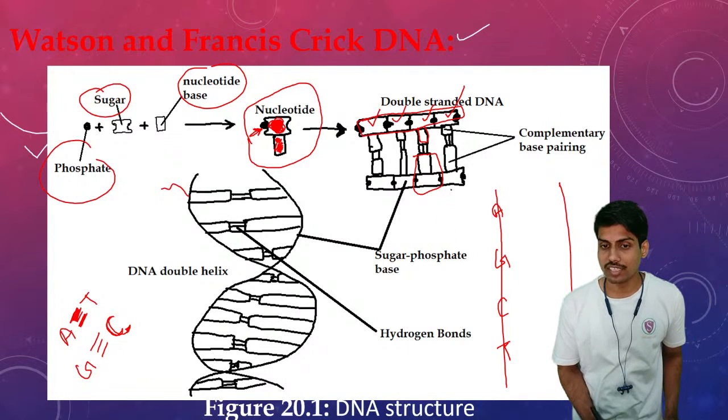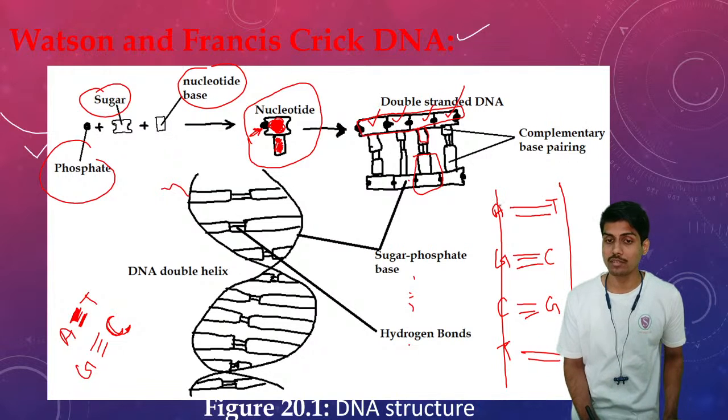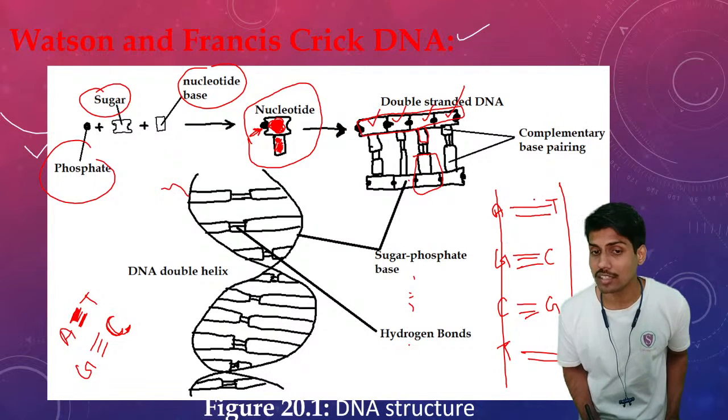So if there is an adenine on this strand, what would be the next nucleotide on the other strand? It would be thymine. The same is the case with guanine also. In this way, the entire DNA strands are formed. One strand is complementary to the other strand.